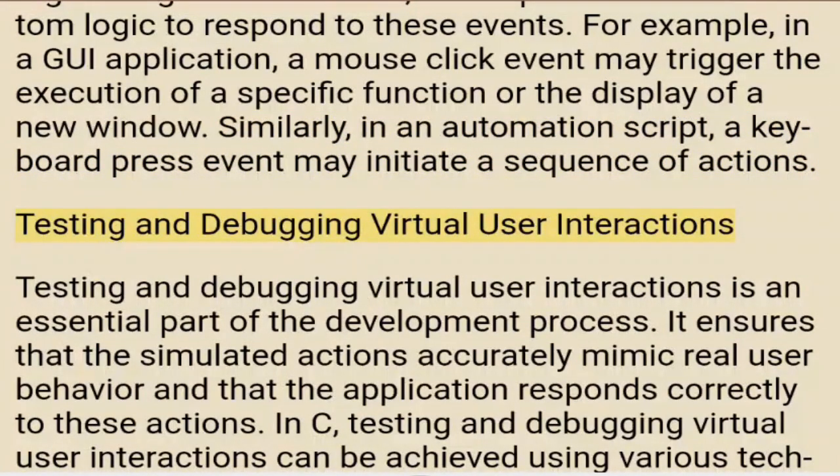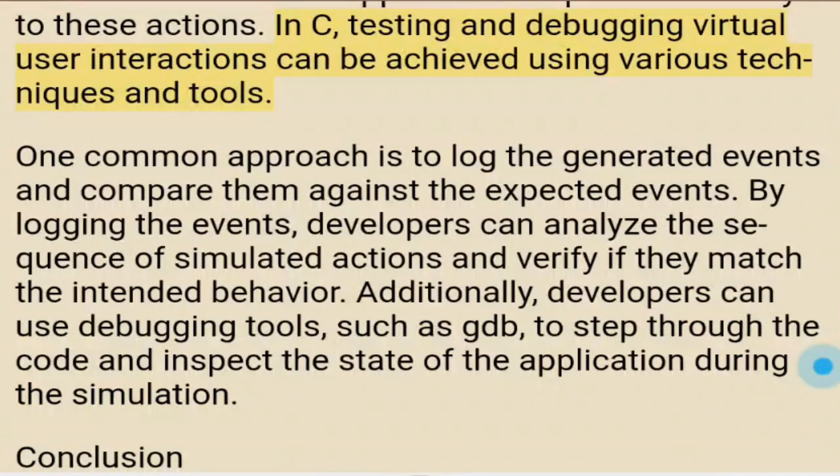Testing and debugging virtual user interactions. Testing and debugging virtual user interactions is an essential part of the development process. It ensures that the simulated actions accurately mimic real user behavior and that the application responds correctly to these actions. In C, testing and debugging virtual user interactions can be achieved using various techniques and tools. One common approach is to log the generated events and compare them against the expected events.